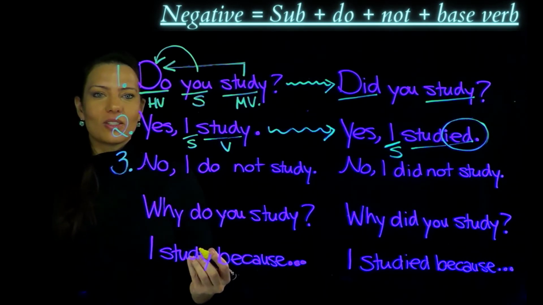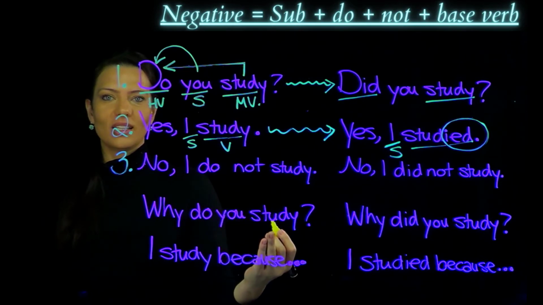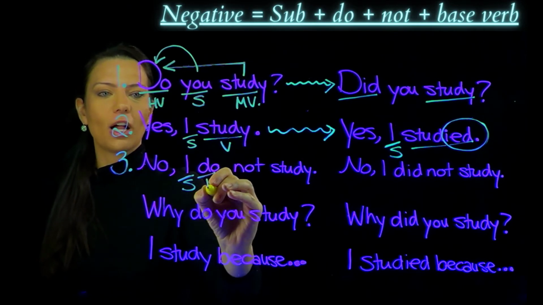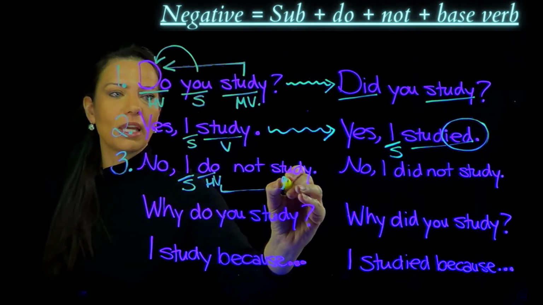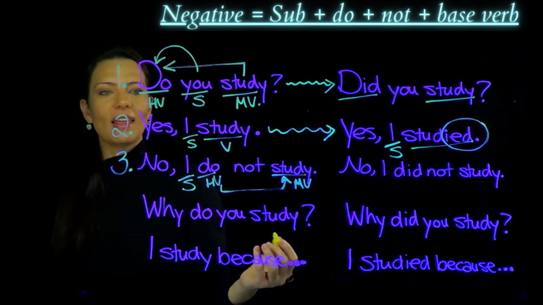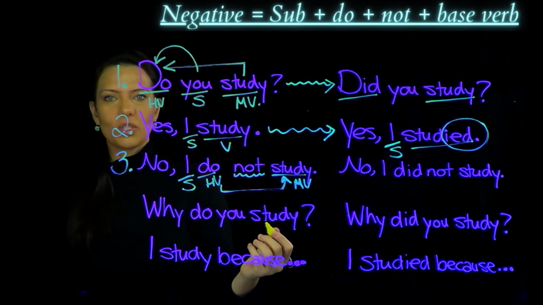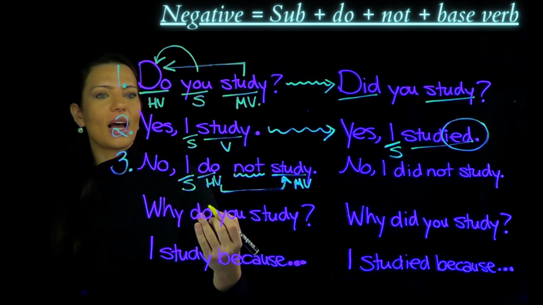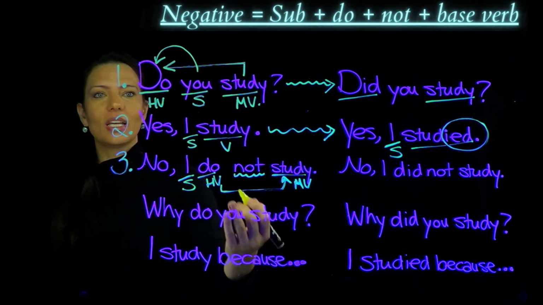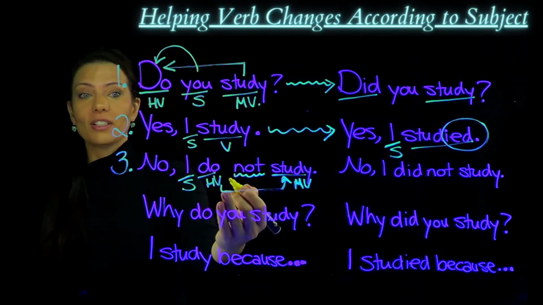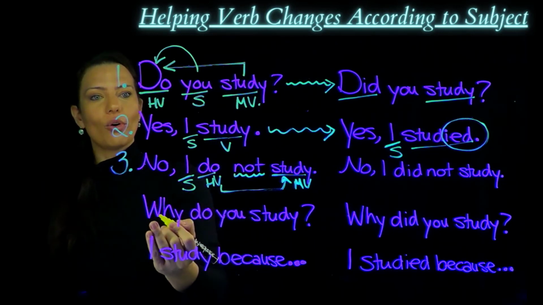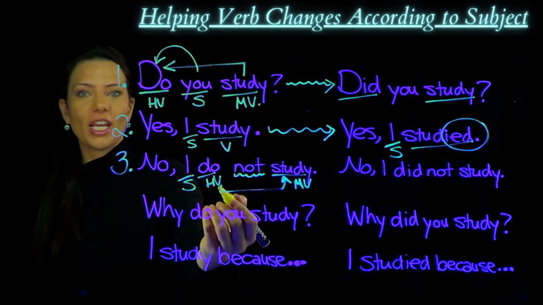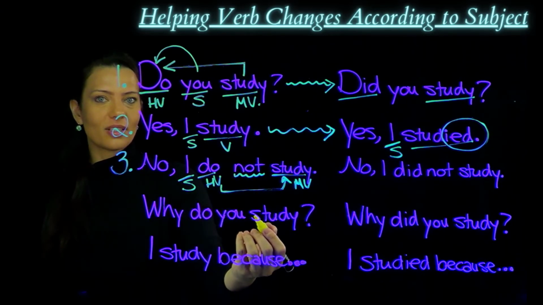Number 3, let's take a look at the negative statements. For the negative statements, we have, "no, I do not study" in the simple present. So here we have the subject, we have the helping verb "do," which is helping out the main verb "study," and then we have "not" between the helping verb and the main verb to indicate that it is negative. So, no, I do not study. Again, if the subject was different, for example, "she," no, she does not study. So the helping verb changes according to the subject.